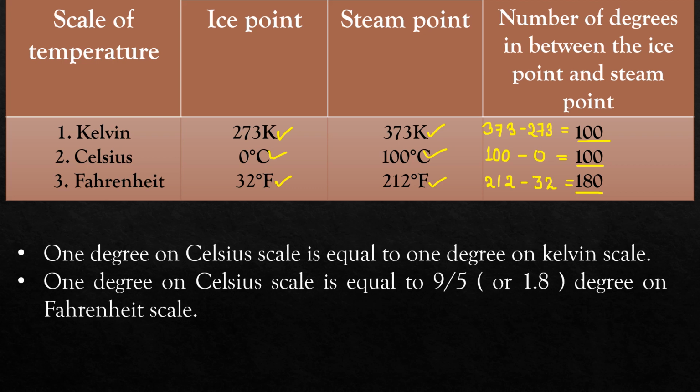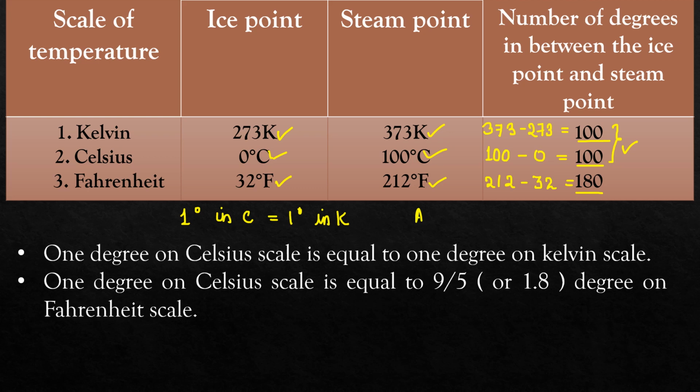As you can see, in the Kelvin scale and in the Celsius scale, the ice point and steam point are divided into 100 equal degrees. So, 1 degree on the Celsius scale is equal to 1 degree on the Kelvin scale. But in the Fahrenheit scale, the ice point and steam point are divided into 180 equal degrees.